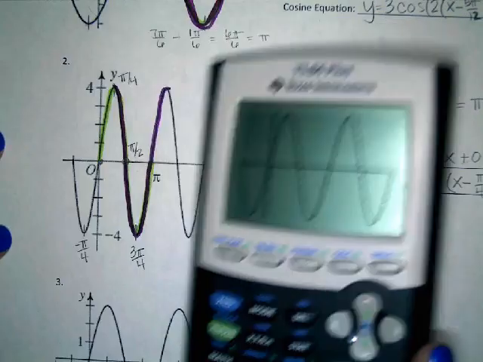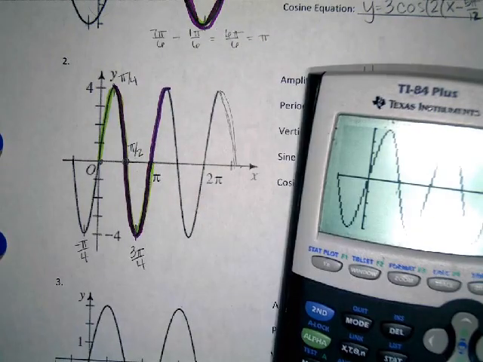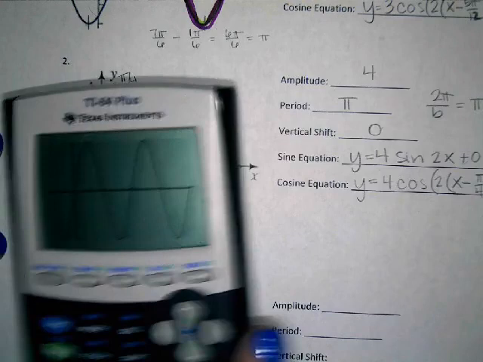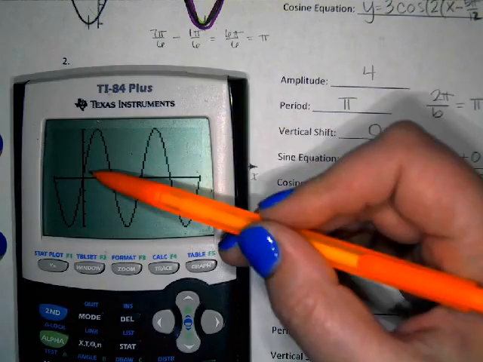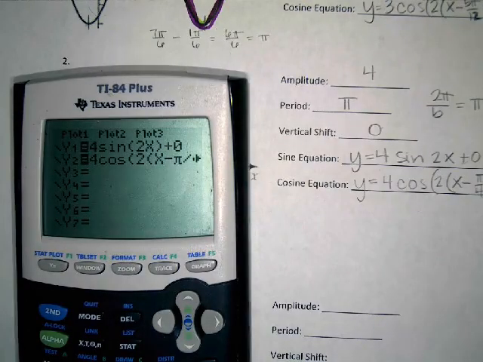Okay. And a good sign that we only have one drawing, even though we put 2 equations in, that means that our 2 equations match each other. They're exactly the same equation. Okay, let's try the next one.